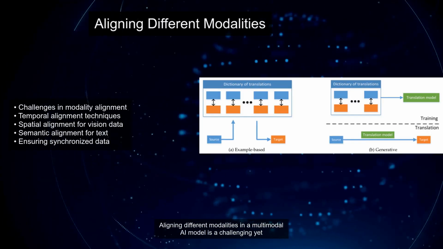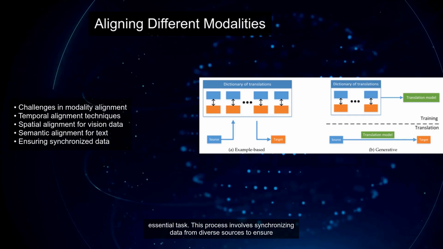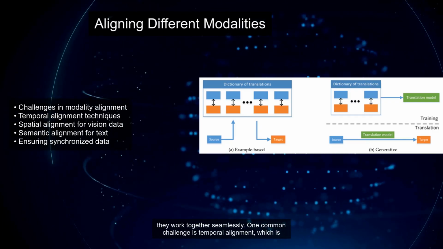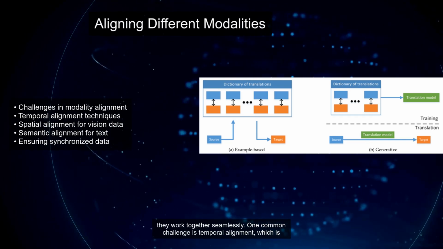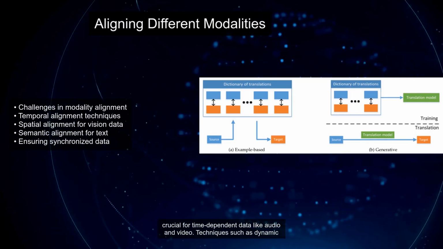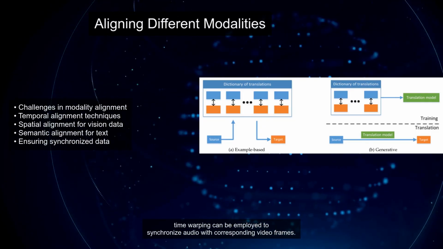Aligning different modalities in a multimodal AI model is a challenging yet essential task. This process involves synchronizing data from diverse sources to ensure they work together seamlessly. One common challenge is temporal alignment, which is crucial for time-dependent data like audio and video. Techniques such as dynamic time warping can be employed to synchronize audio with corresponding video frames.